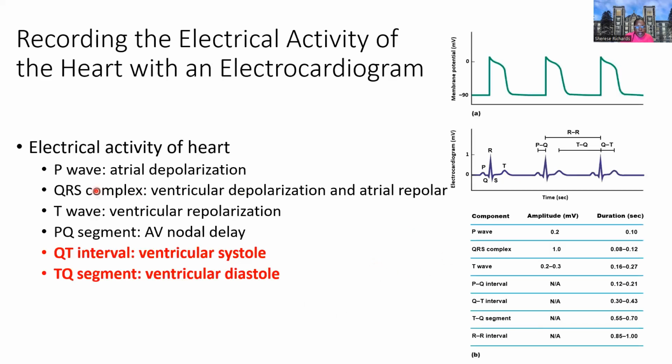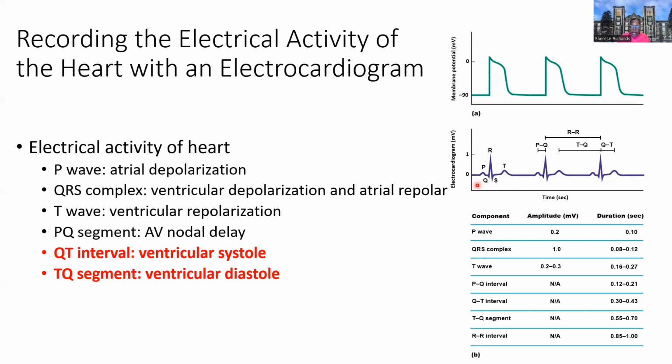Now, quickly, we want to think about the phases of that electrical activity. So we have the P wave, which is the atrial depolarization. Remember, that has to happen first. QRS is the ventricular depolarization, and that is overlapping with the relaxation of the atria. The T wave is the ventricular repolarization. So now the ventricles relax.